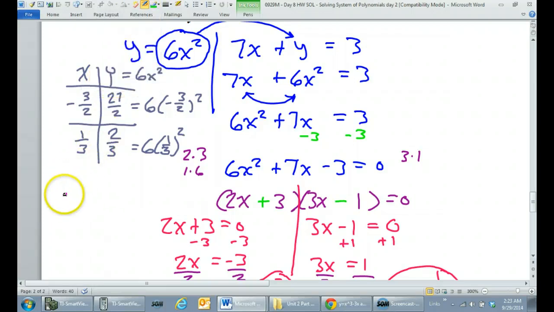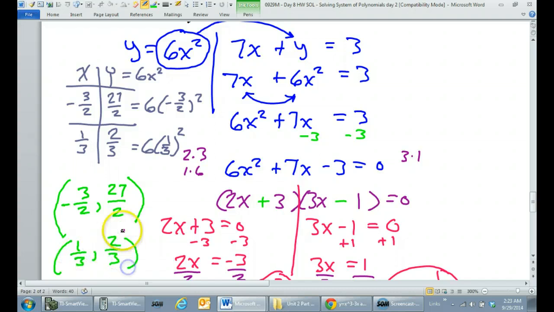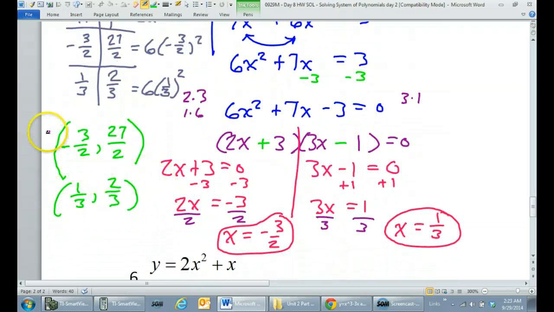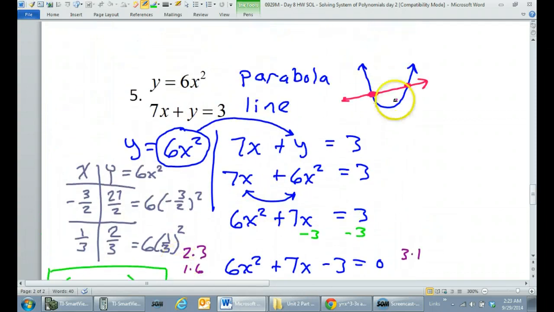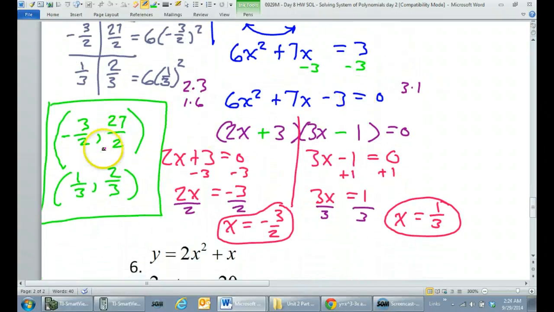Why not? I'm going to use this green color. So that's going to give us, okay, that's way too big. I'm just going to use it, whatever. So I've got negative 3 over 2 comma 27 over 2. That's 1 point. And I've got 1/3 comma 2/3. Alright, those are the two solutions, unless I made some sort of a horrible mistake. Okay, we were expecting two solutions, boom boom, and we got two solutions.